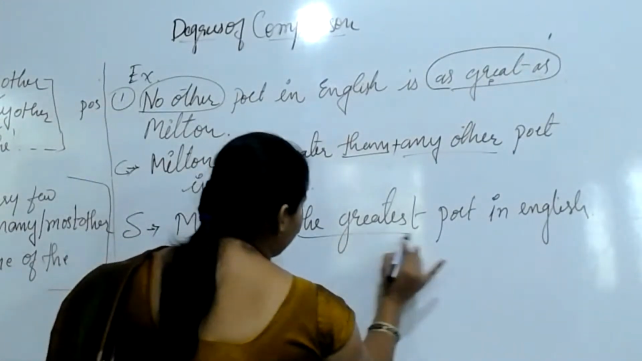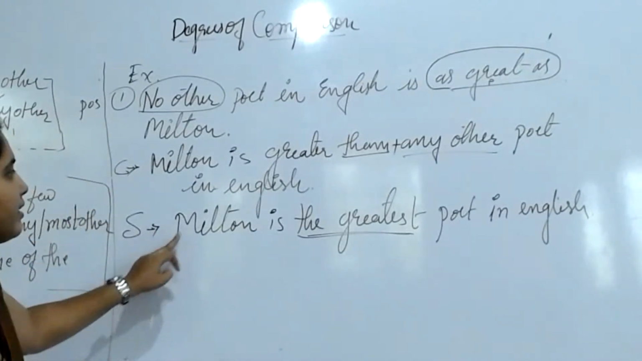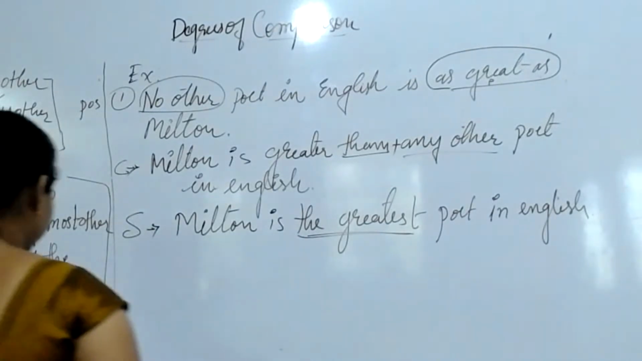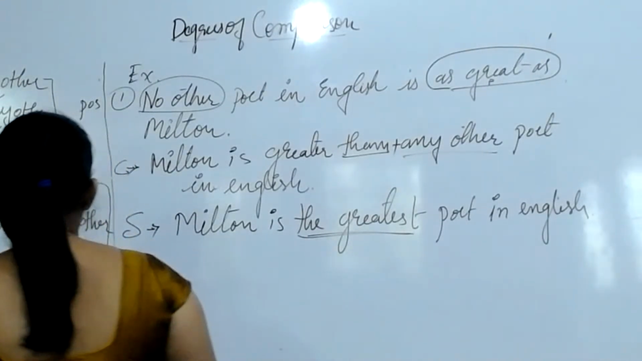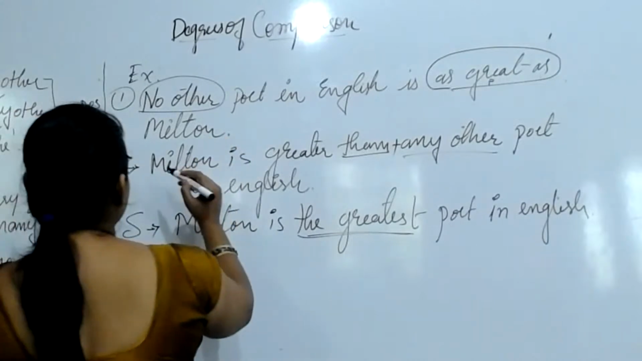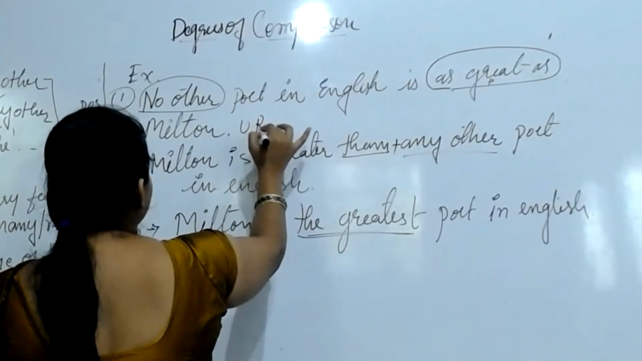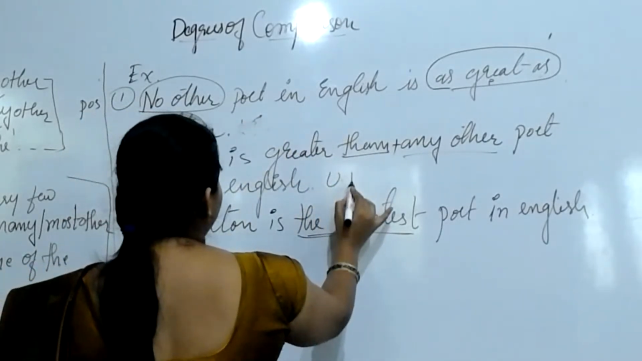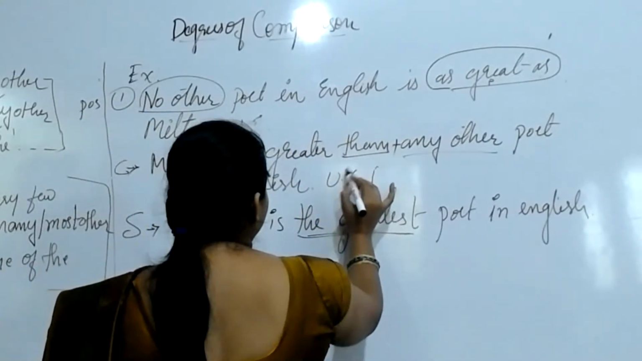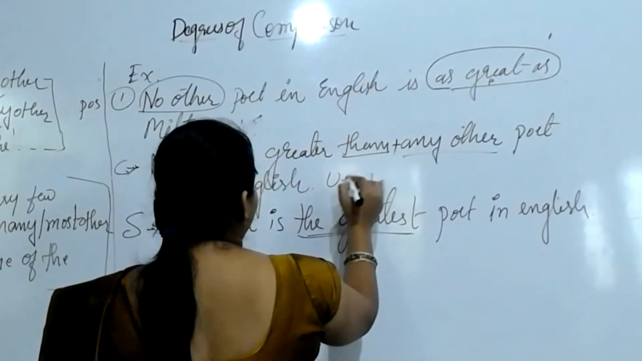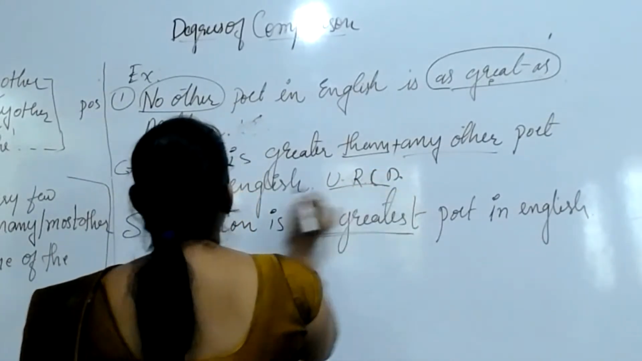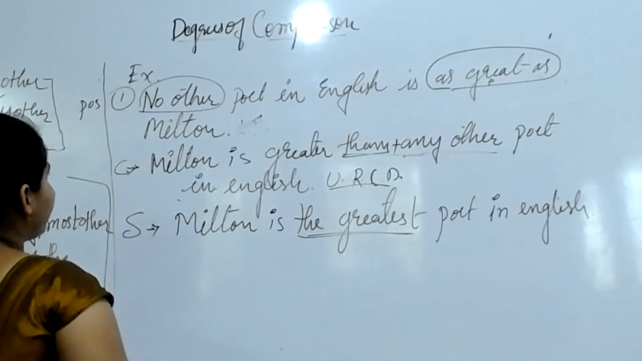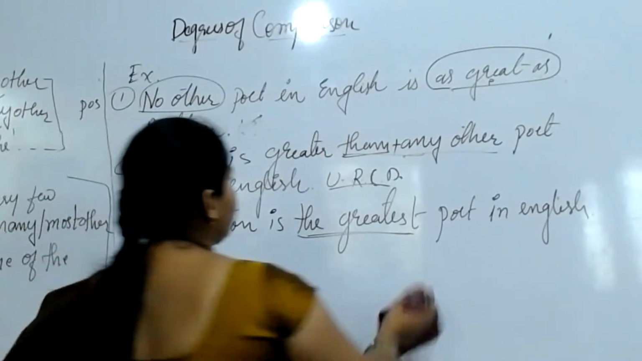See, the greatest poet. Milton is the greatest poet in English. So this is unrestricted comparative degree, because this is any other thing. What if the sentence begins with no other? And next example.